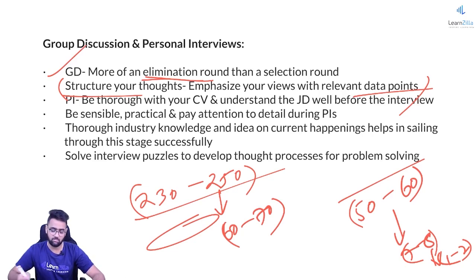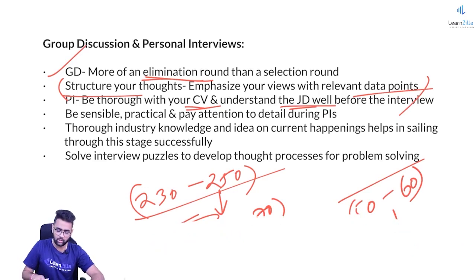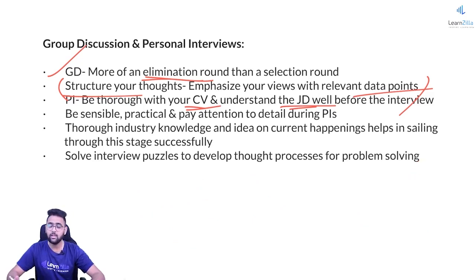And for personal interviews, one thing of high importance is how you prepare your CV, and you should be very thorough about it. Understand the job description very clearly, because most of the time people are not completely aware of what role they are applying for. Ideally that should not be the case, but that's an irony. It happens frequently. So people should be very clear about this when you're talking about personal interviews. And then you have to be sensible while answering. You have to pay attention to detail, because you have to answer just the kind of question that is put to you and what answer is expected out of it.